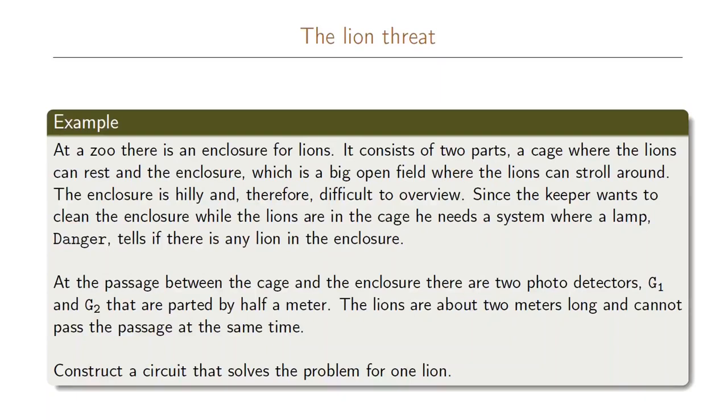At the passage between the cage and the enclosure, there are two photo detectors. We call them G1 and G2. And they are parted by half a meter. The lions are about 2 meters long and they cannot pass the passage at the same time. So what we want to do now is construct a circuit that will solve this problem for one lion. And the inputs to the circuit are G1 and G2.